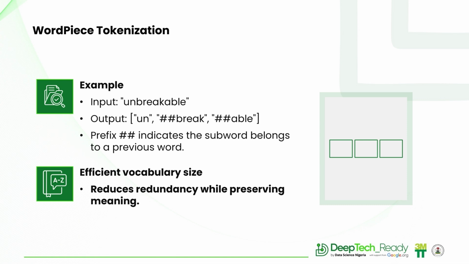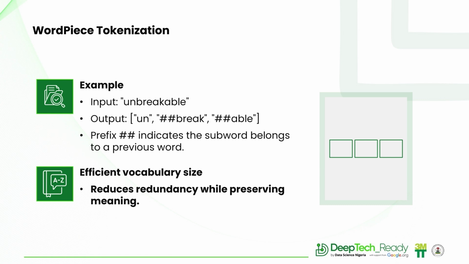The key advantage here is efficiency, because if we break the words into meaningful subwords like un, break, and able, it can be efficient for us to do further processing. WordPiece tokenization reduces redundancy in the vocabulary. So instead of storing every word separately, the model can store only the subwords that are shared across many words. This reduces the size of the vocabulary, but it also helps in preserving the meaning of the word, even when dealing with unfamiliar or rare terms.